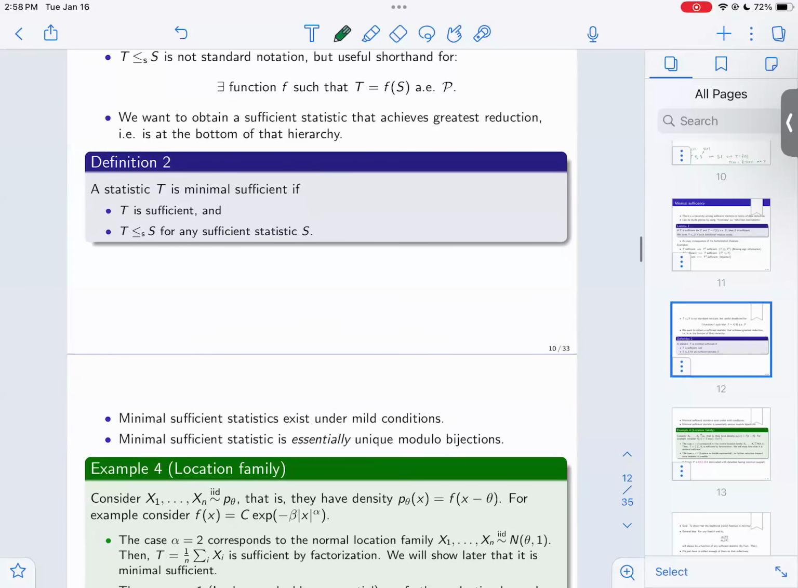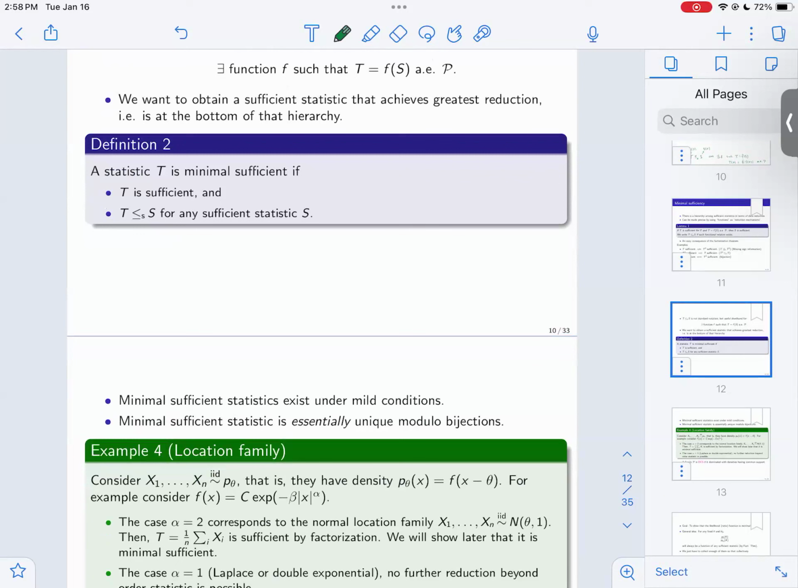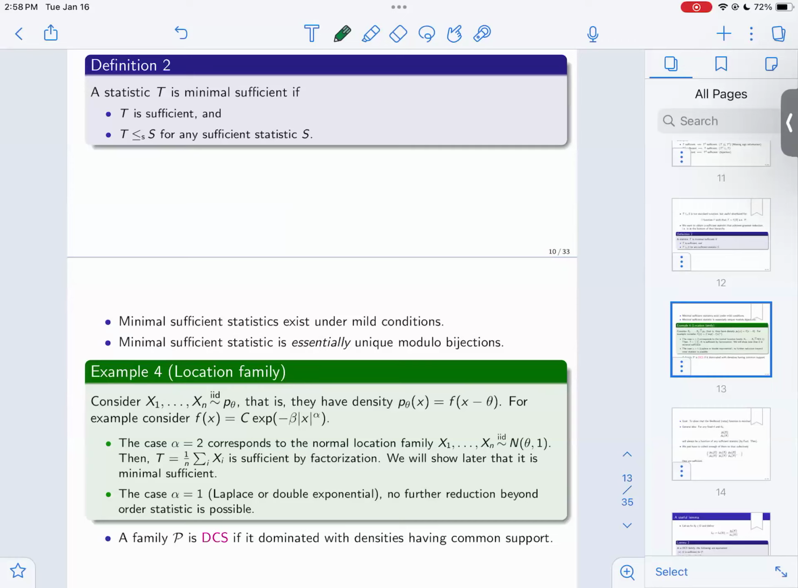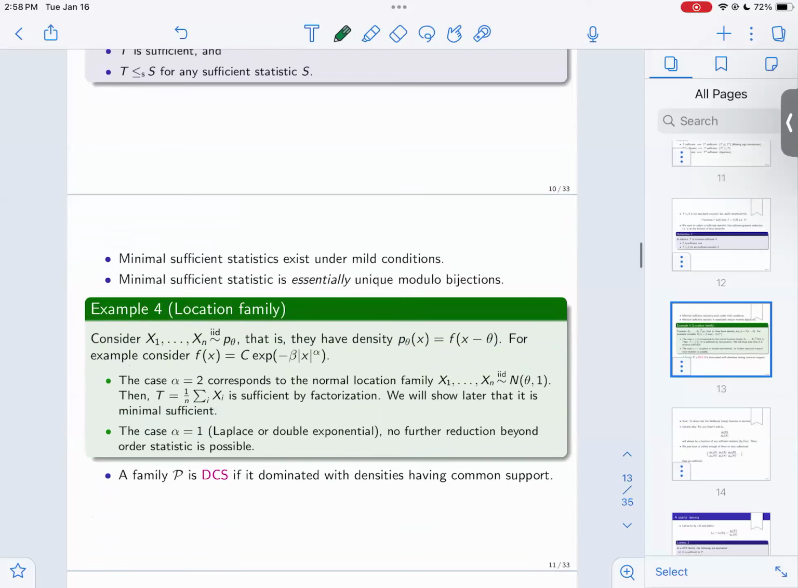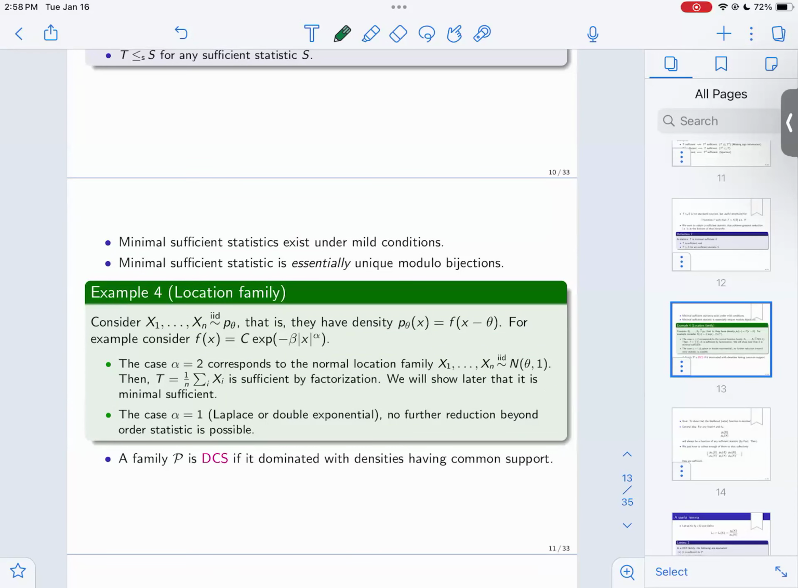It's a very intuitive idea. Okay. So minimal sufficient statistics exist under mild conditions, and they're essentially unique modulo bijective maps. Maybe at some point we discuss this, or by the end you see why. But they're not trivial. So here's an example which I'll come back to.